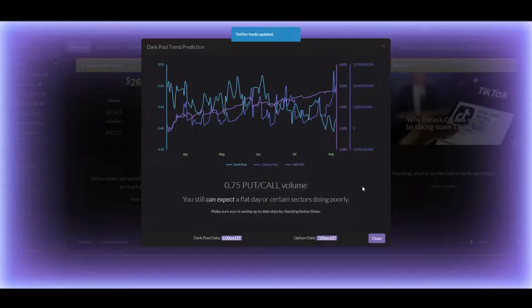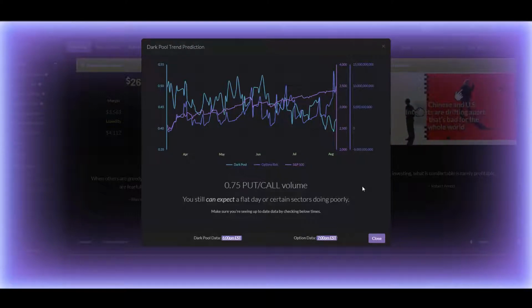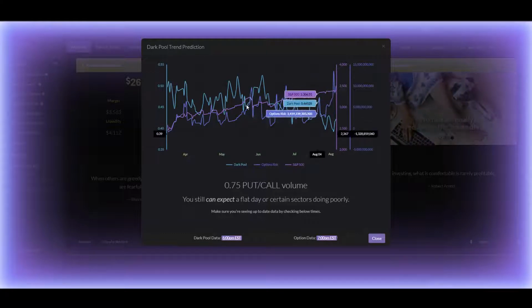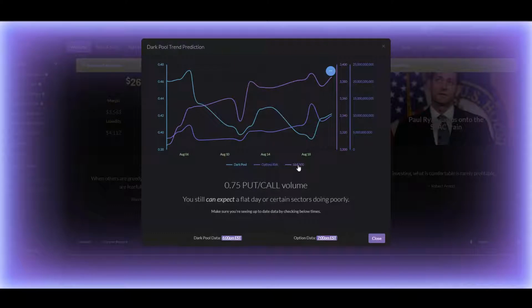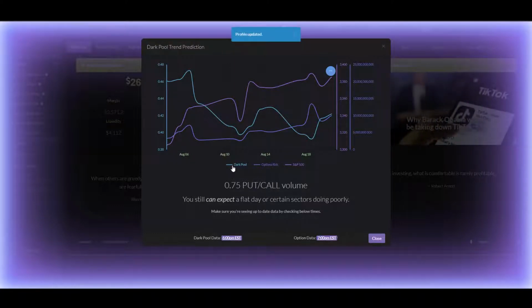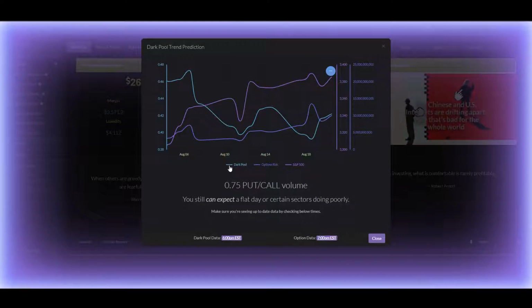So it's nice to have all of the historical data. Certainly, you can definitely identify trends this way. But right now, I'm thinking short term, so I'm going to highlight the most recent data. We have S&P 500, which hopefully you're familiar with, options risk, and the dark pool itself. Now, the dark pool volume is what's being recorded here.